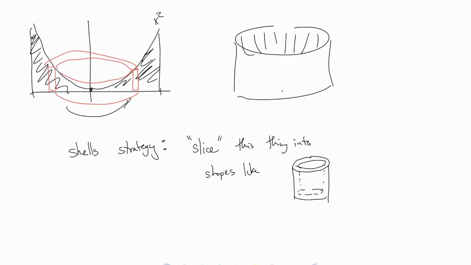Those are the shapes. We slice this thing into shapes like this. These shapes grow from the inside out, right? There's one very little one in the middle, and then we gradually increase the radius until we get all the way out to the outside. This is the cylindrical shells strategy.